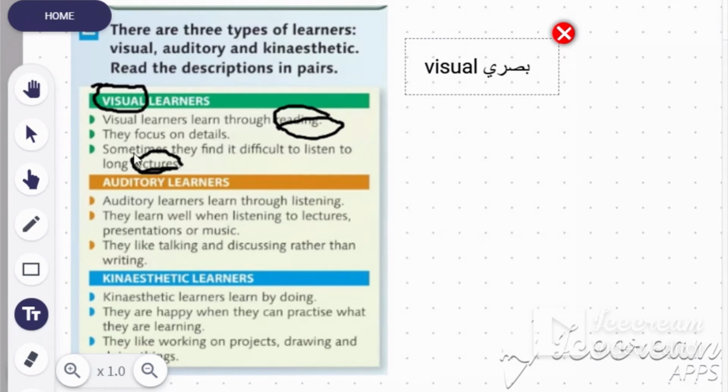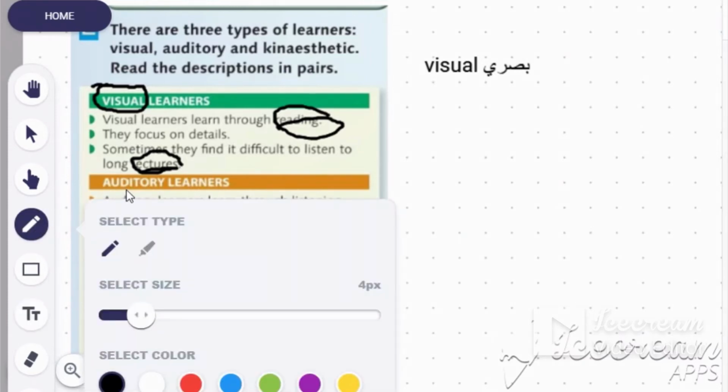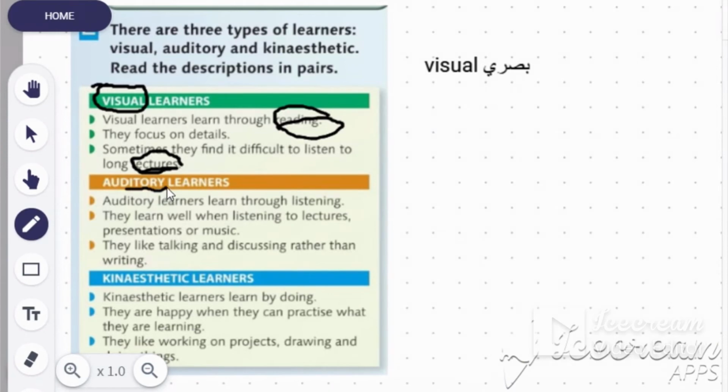Now we will go to the next one, auditory learners. Auditory learners, this means they like to listen, from the word audio. Auditory learners, it means they like to listen. Okay, look at this word, auditory learner. They like to listen.